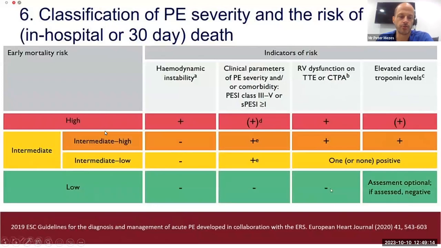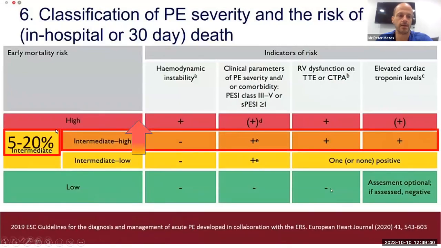The more interesting group is the intermediate one, especially the patients who have both imaging evidence of right ventricular strain and biomarker elevations, which would be called the intermediate high risk group. We think that some of them would benefit from reperfusion, because we know that 5 or up to even 20% can deteriorate over time and go into the high risk group. And often then it's too late to intervene. So the big question is how we would select all these patients who would deteriorate and would benefit from intervention.